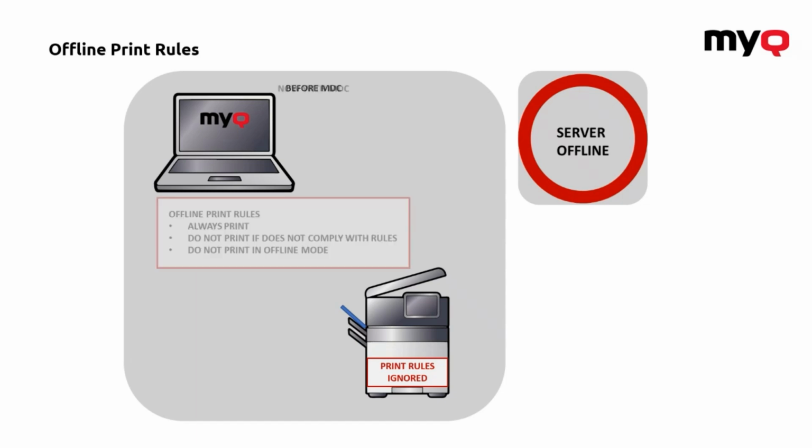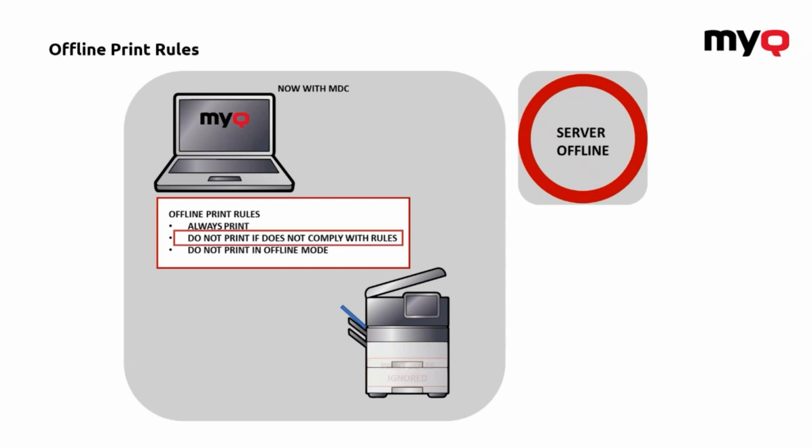There are actually 3 modes which you can activate for the offline situation. That could be a mode that always prints everything you send. Basically, it will behave like the application before the MyQ X Desktop Client. I will skip one because there is an option not to print in an offline mode at all. So you can just make sure that if the server is undergoing maintenance, the user will not be able to print directly at all because it will just stop all the printouts. But the one that really interests us today is the second option, not to print if it doesn't comply with rules.